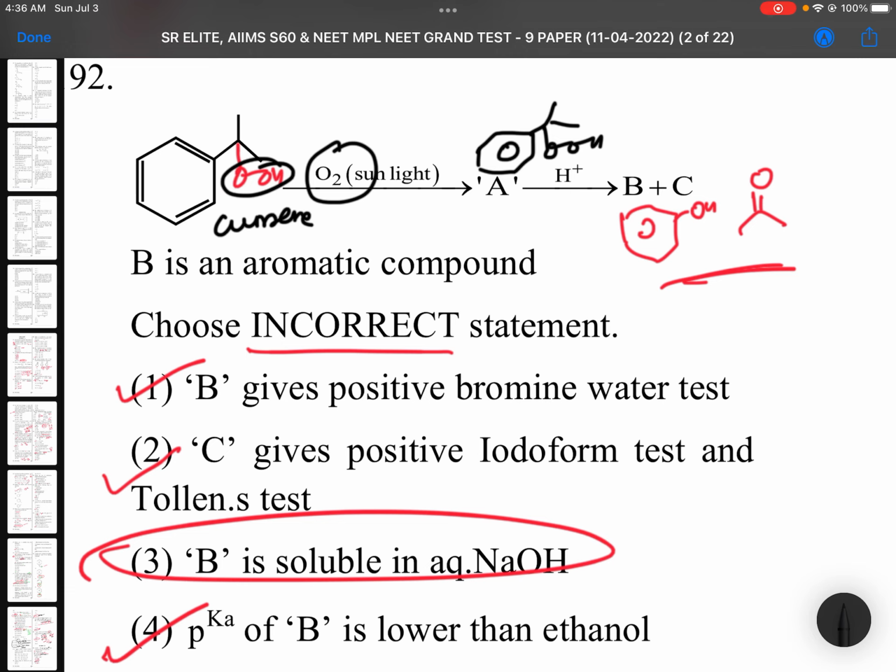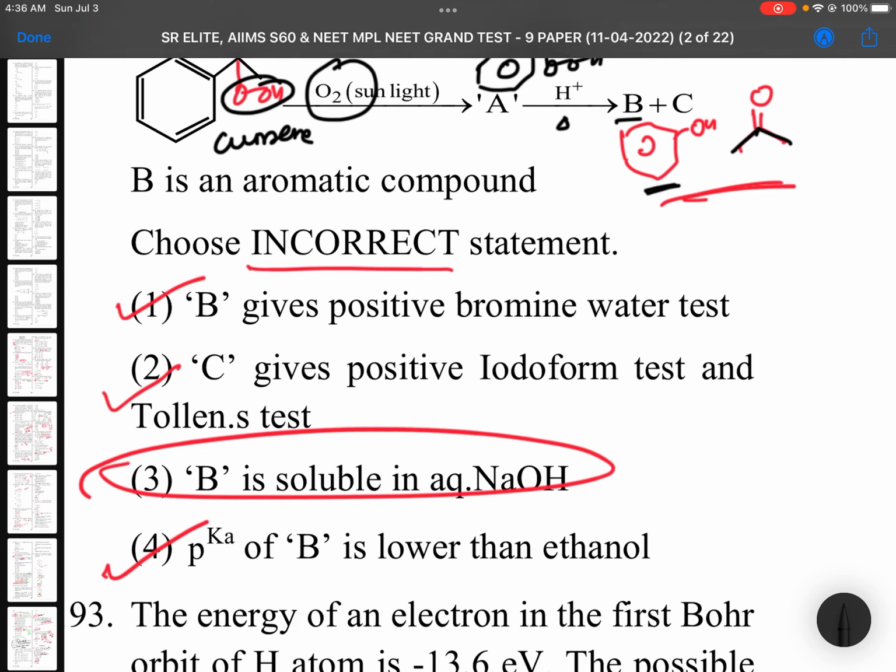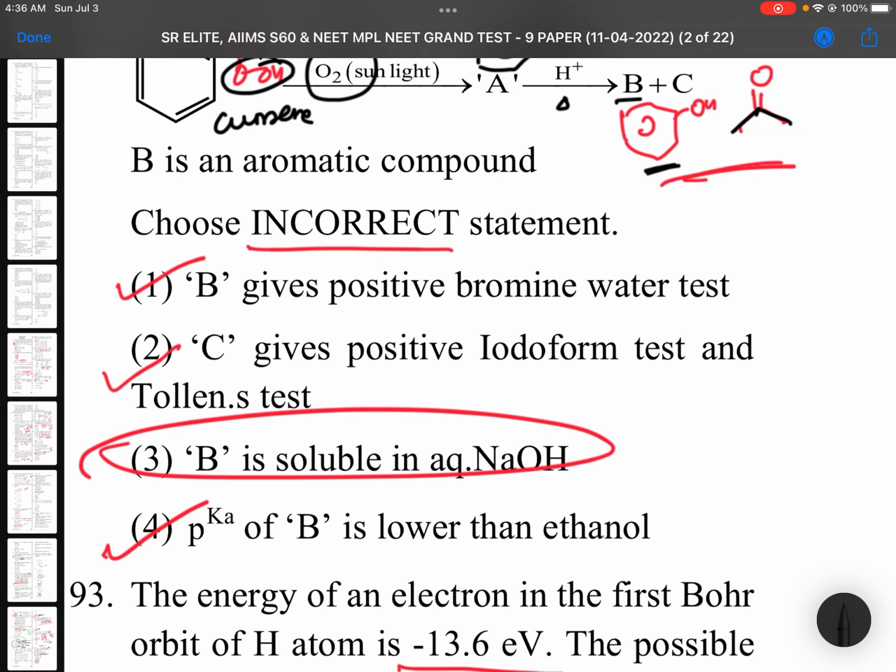And again on heating, you will be getting B and C. One is ketone, second is phenol. So B is an aromatic compound. Choose the incorrect statement. B is soluble in aqueous NaOH. Okay. B gives positive bromine water test, right? C gives iodoform test and Tollens test, right?